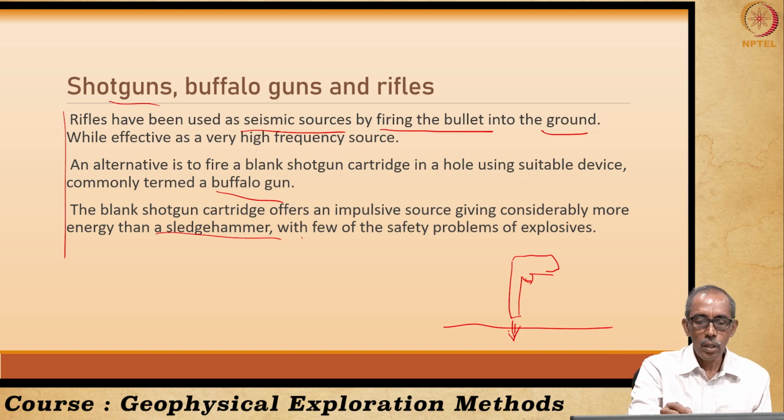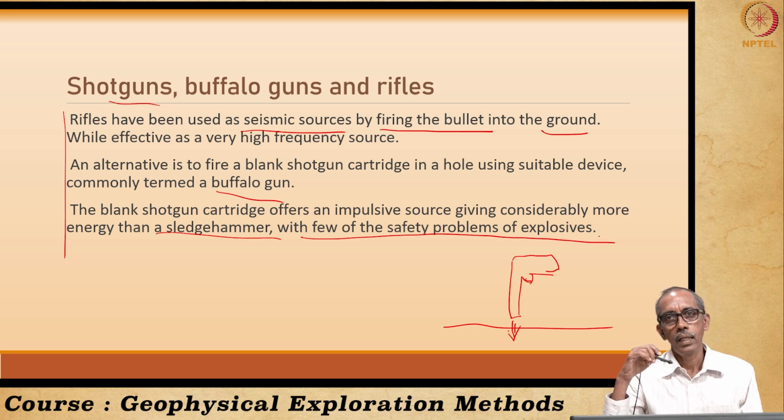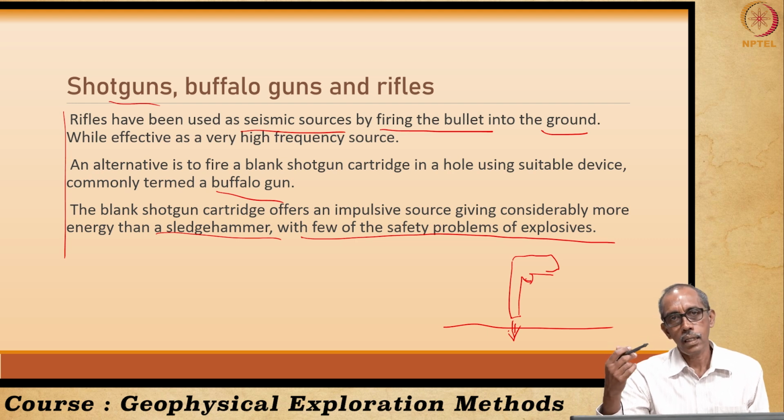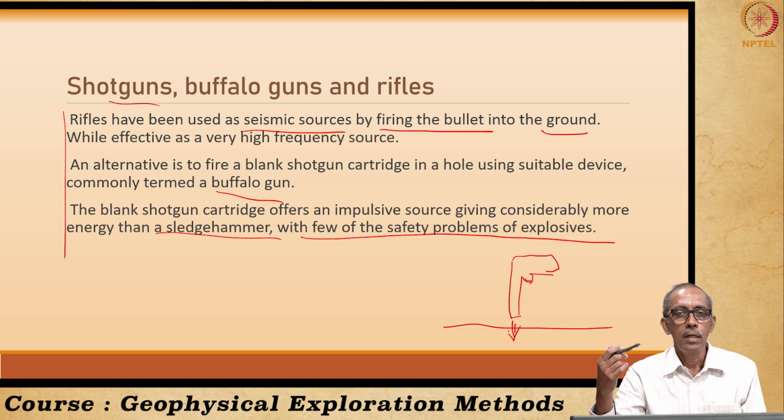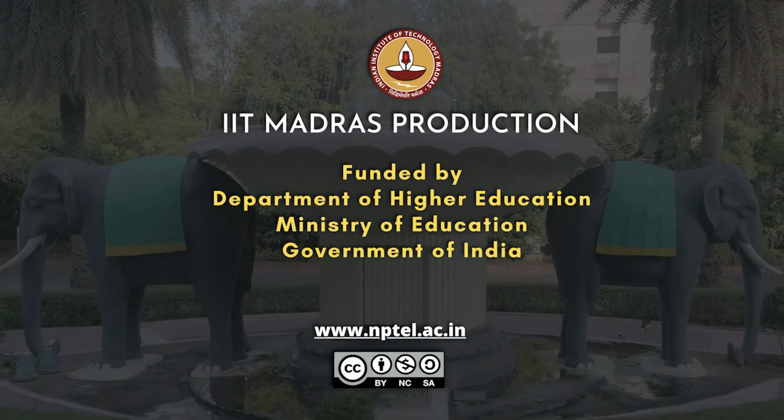However, the advantage is fewer safety problems than that of explosives. For using explosives, a lot of regulations and laws are there. Whereas for the use of guns, we need not go through so much of a hurdle. So that is the advantage of the use of guns as a seismic source.